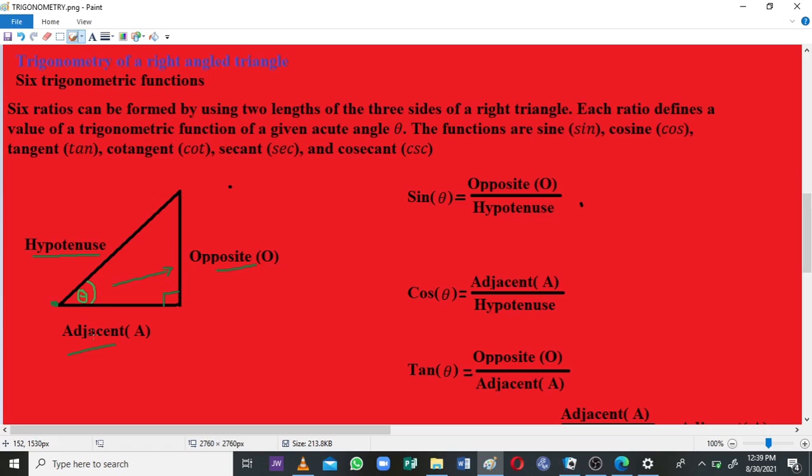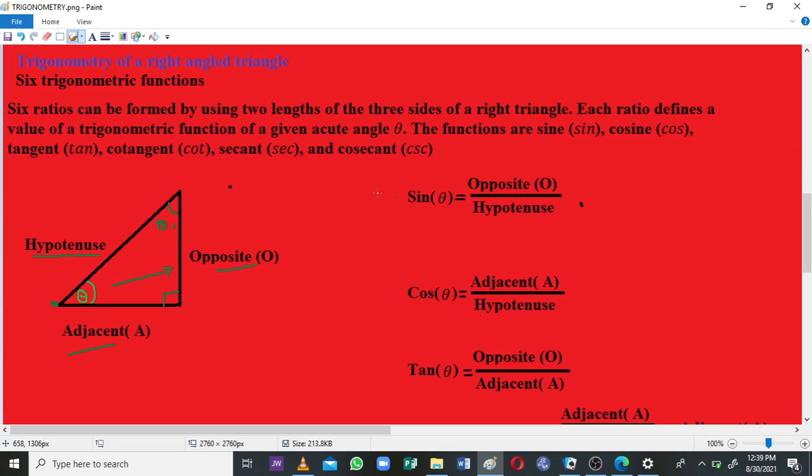Now suppose the angle was upward here. Things were going to change. The opposite could have become what we have as the adjacent in this case, and the adjacent would become what we have as the opposite. You need to keep this in mind, and you need to understand how these sides interchange depending on the position of the given angle.